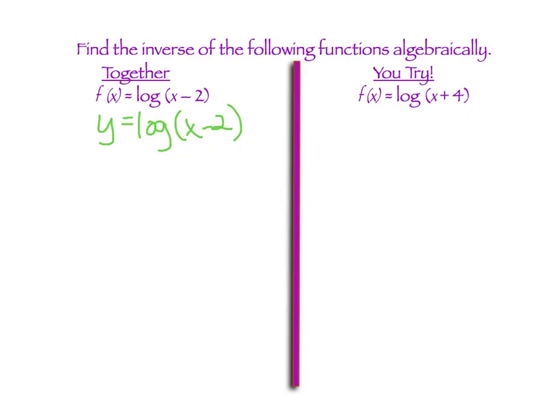Step number 2 says to switch the x and y. So that's what I'm going to do now. So instead of y equals, it's going to be x equals. And instead of the log of x minus 2, it's going to be the log of y minus 2. Now the third step is to solve for y.